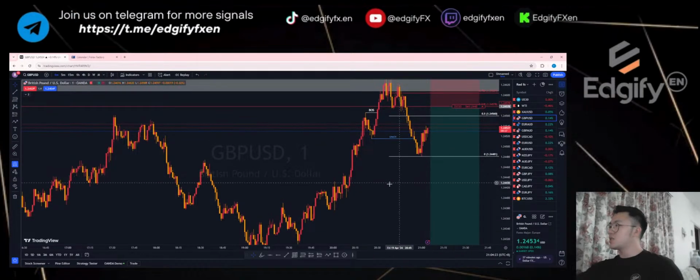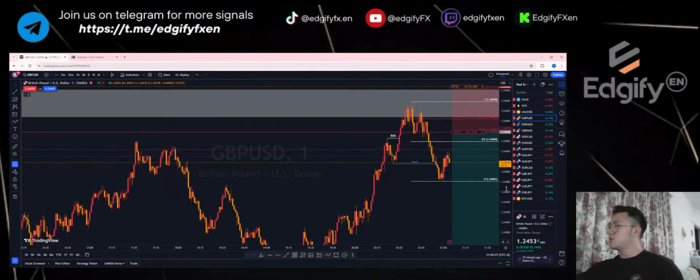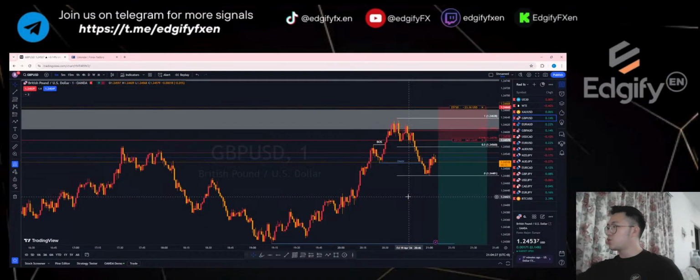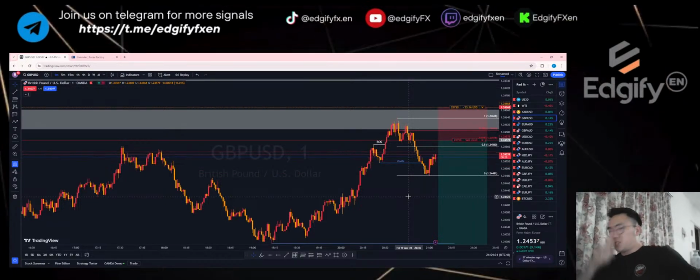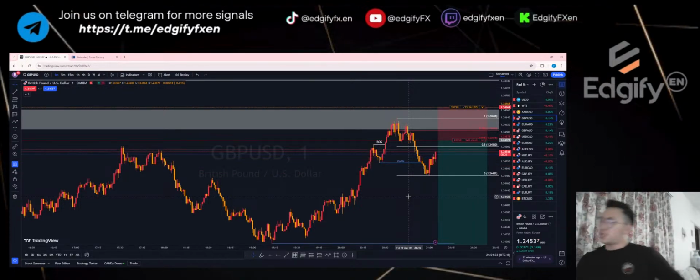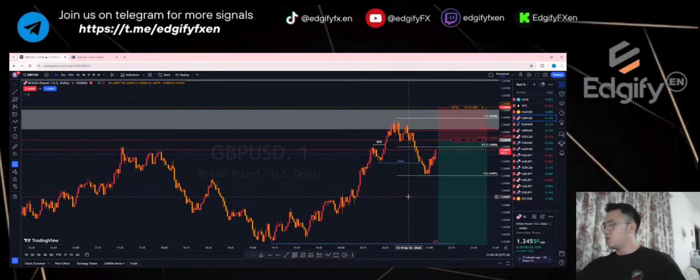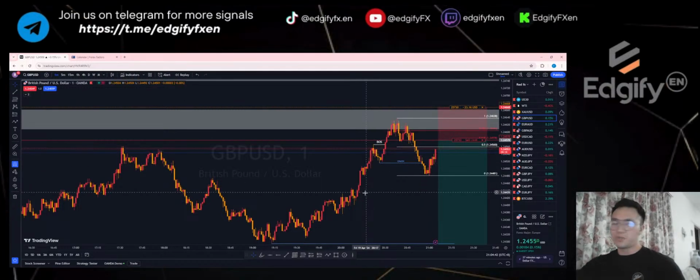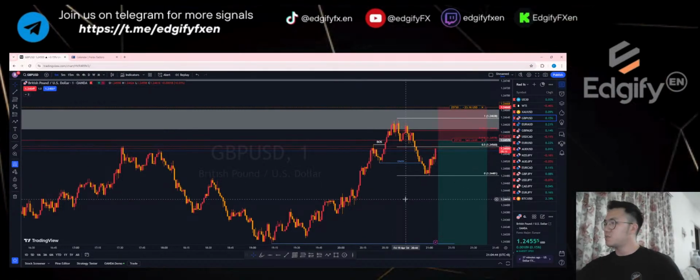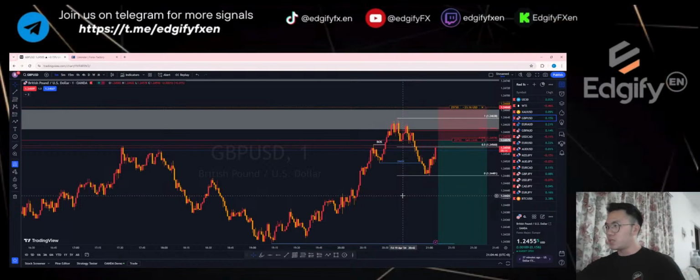So right now we are seeing a little retracement from GBP USD. Make sure you guys don't over leverage your account, because usually on Friday it tends to be a little volatile after the New York session has been done. So make sure you don't over leverage, and just make sure that you trade wisely.